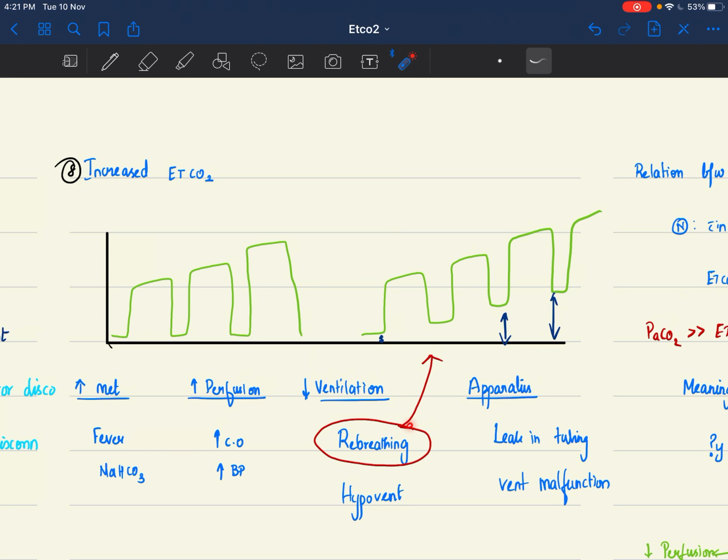How do you differentiate these two? See, if you have an increasing baseline, it is suggestive of rebreathing. If you do not have an increasing baseline, then the rest of the causes should be considered.